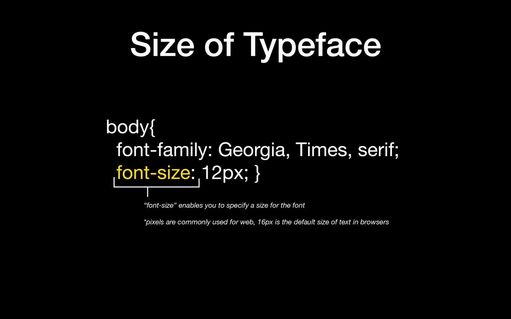So the size of a typeface. So here, thinking about the CSS rules, we have our font family property. We're defining that. Then we have the font size. So we would use the font size property and define that in pixels. So font size enables you to specify a size for the font. And pixels are commonly used for the web. So 16 pixels is the default size of text in most browsers.